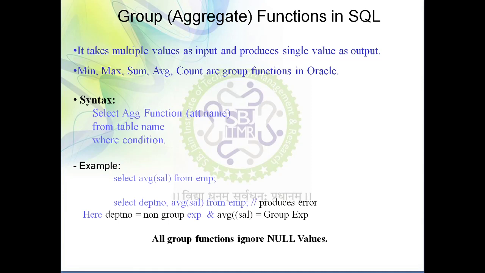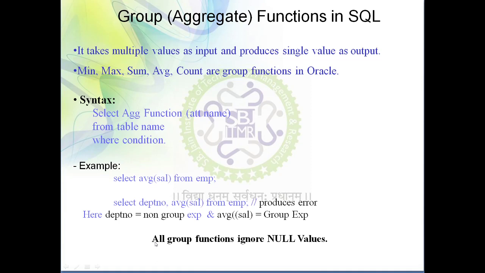So in order to avoid this, we have to make this department number also as a group expression. Then this query will work. So in order to make this department number attribute a group expression, we have to make use of one more clause, that is a group by clause. So that we are going to discuss in the next slide. So I hope you understand this.